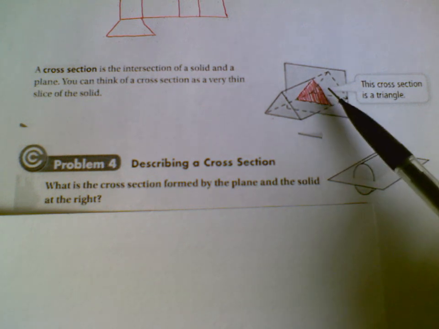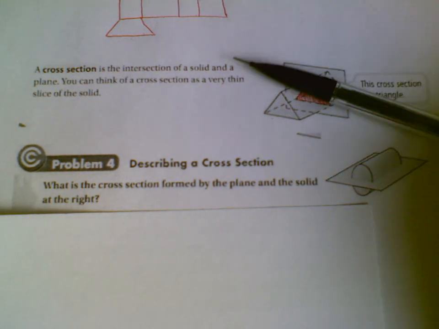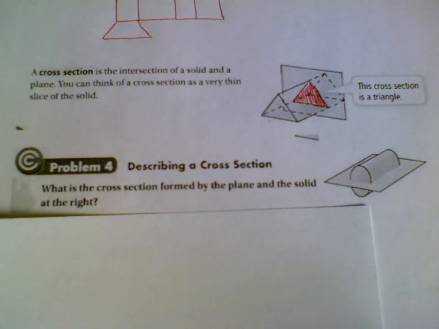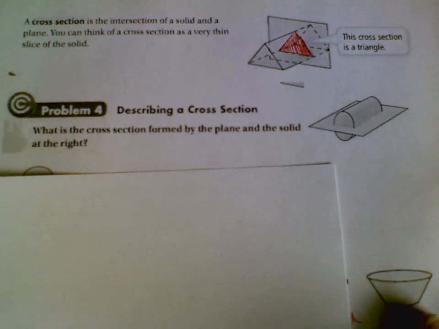So how you know the shape, it'll always be the same shape as what it's parallel to. So I know it's parallel to the base, so I know it's going to be that same shape as the triangle. So down here we're just going to practice finding those cross sections.